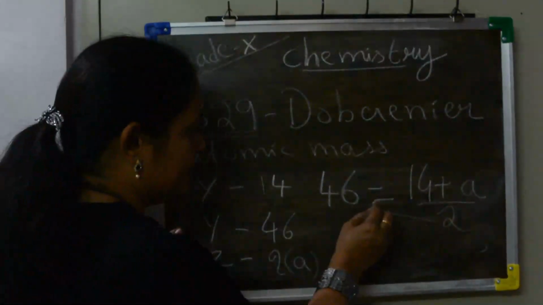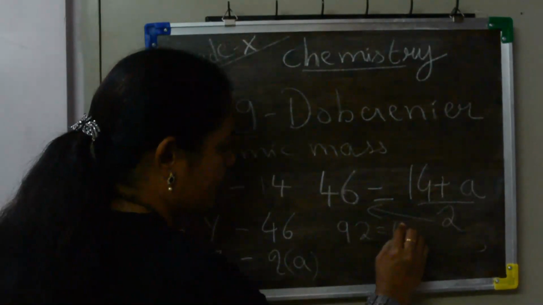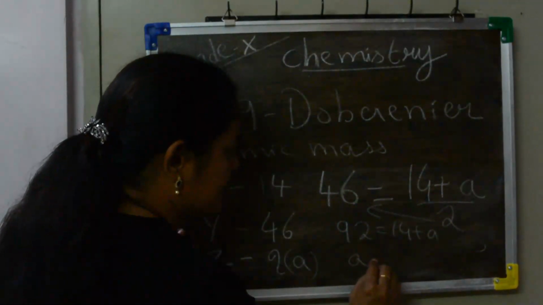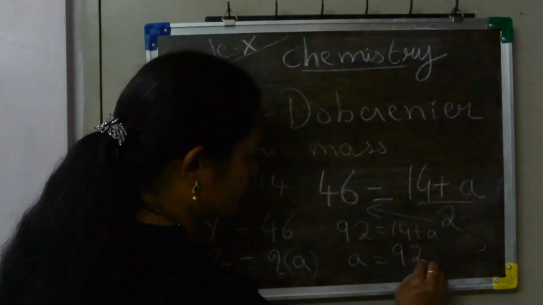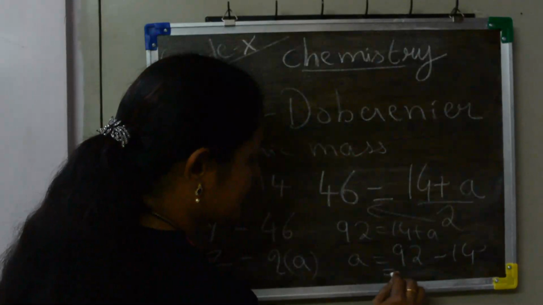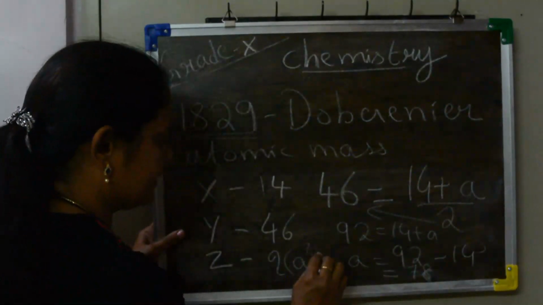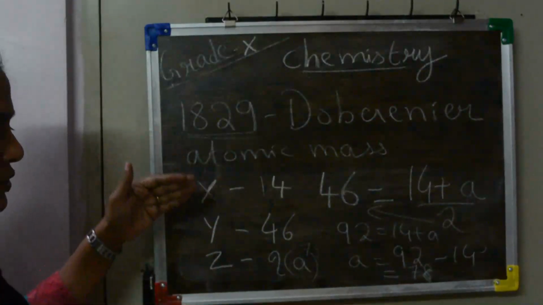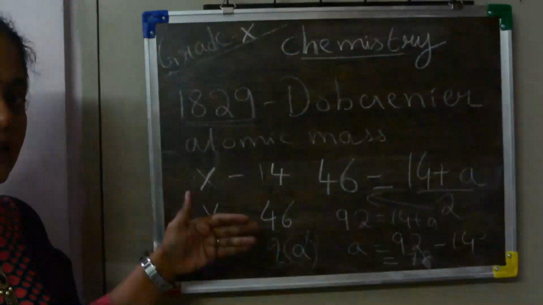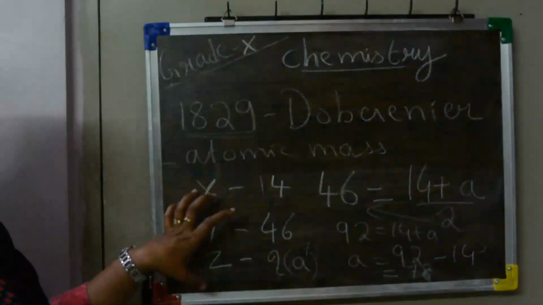Cross multiply, 46 into 2 is 92. 92 is equal to 14 plus A. A is equal to 92 minus 14, that is 78. So this should be 78. So this is how you calculate whenever any questions based on the law of triads have been given to you.